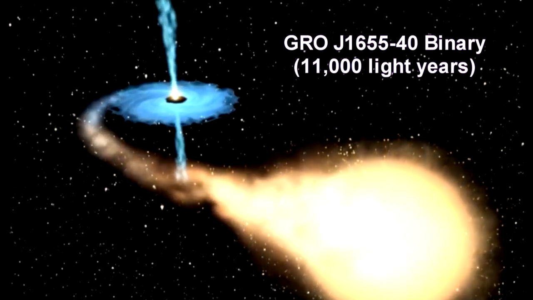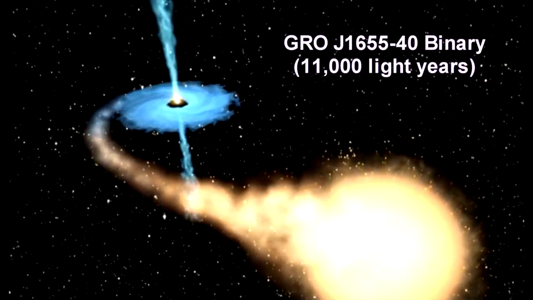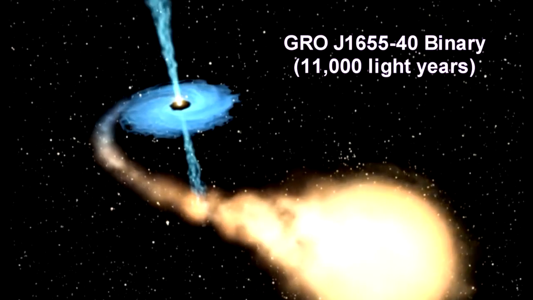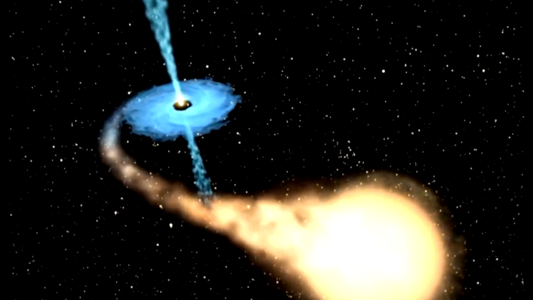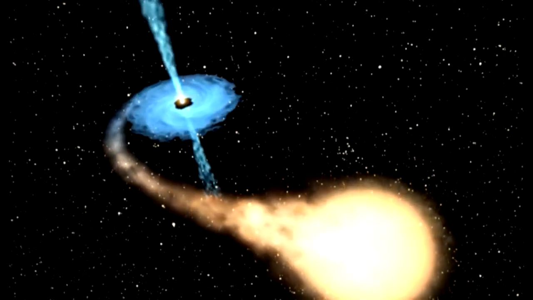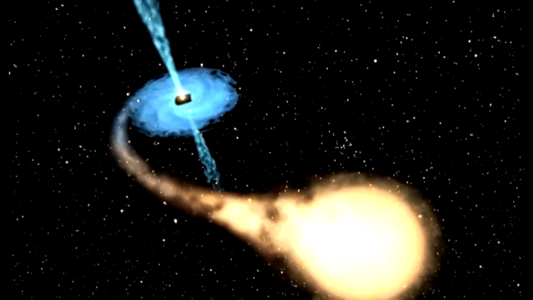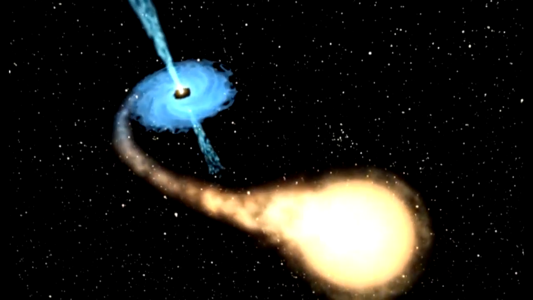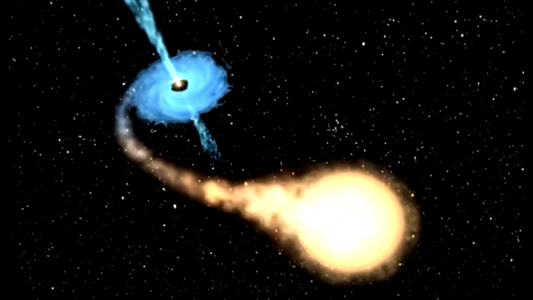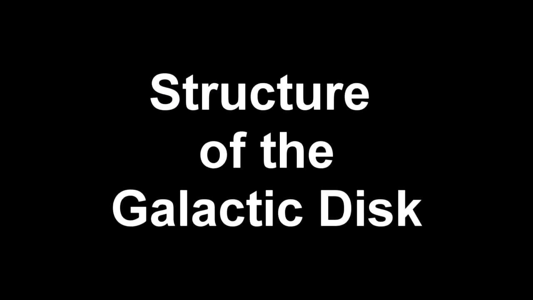GRO J1655-40, or J1655 for short, is a binary star consisting of an evolving primary star and a massive, unseen companion. They orbit each other every 2.6 days.